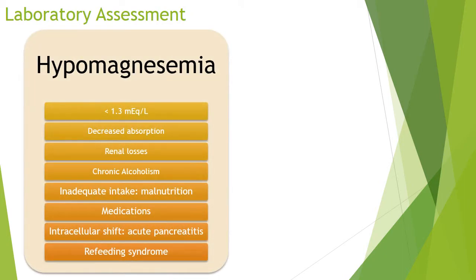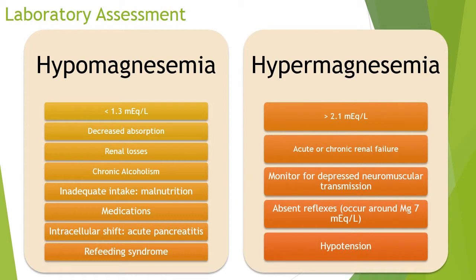And the last laboratory we're going to discuss is magnesium. Hypomagnesemia is less than 1.3 milliequivalents per liter. It could be due to decreased absorption, renal losses, chronic alcoholism, inadequate intake, medications, intracellular shift, or refeeding syndrome. Hypermagnesemia is greater than 2.1 milliequivalents per liter. It could be acute or chronic renal failure. You want to monitor for depressed neuromuscular transmission, absent reflexes, or hypotension.